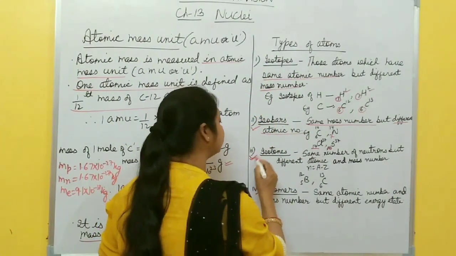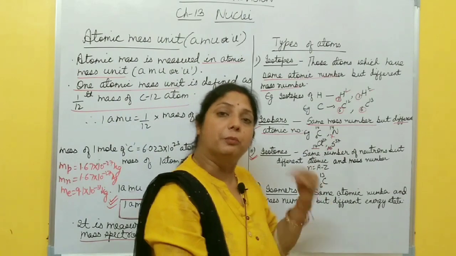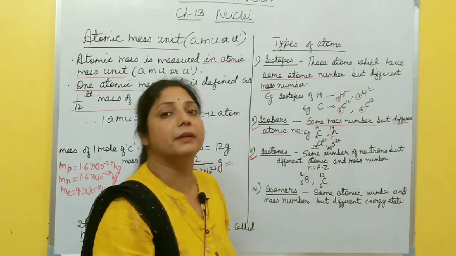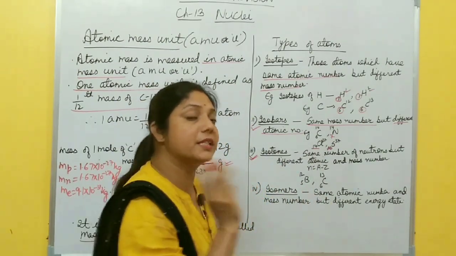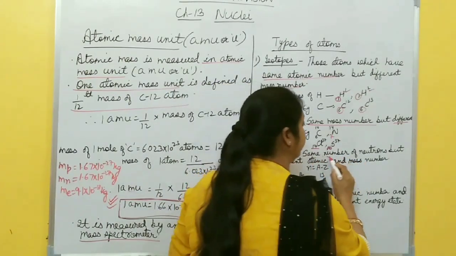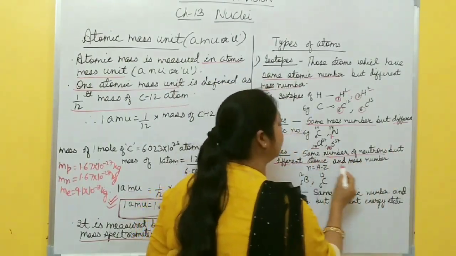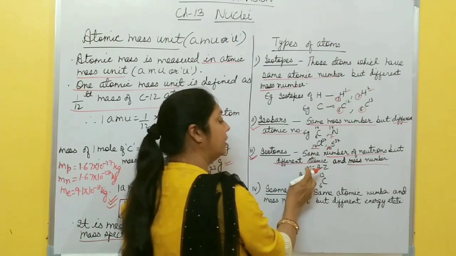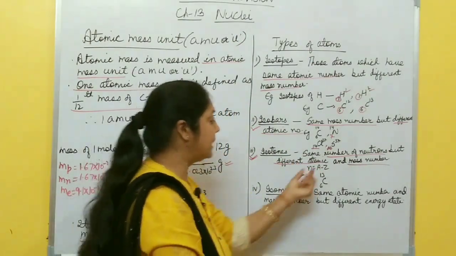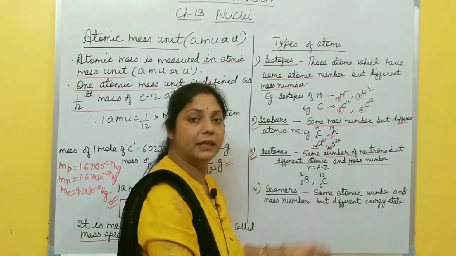Next one is isotone. Here both atomic number and mass number are different, but their number of neutrons is the same. Different atomic number as well as mass number, but the same number of neutrons. You know, number of neutrons is what? Mass number minus atomic number, A minus Z.